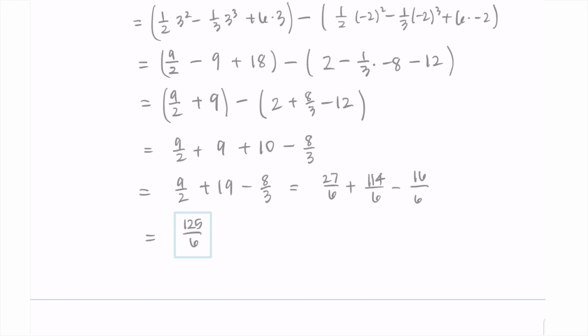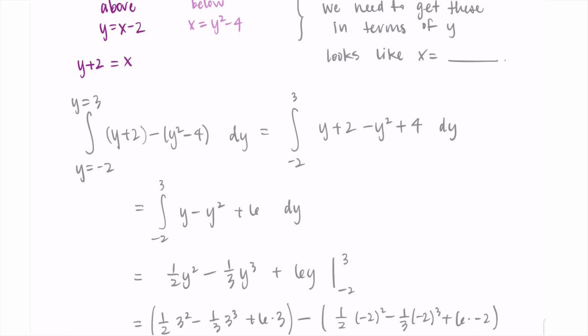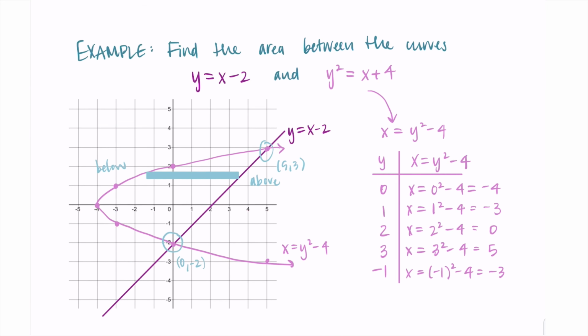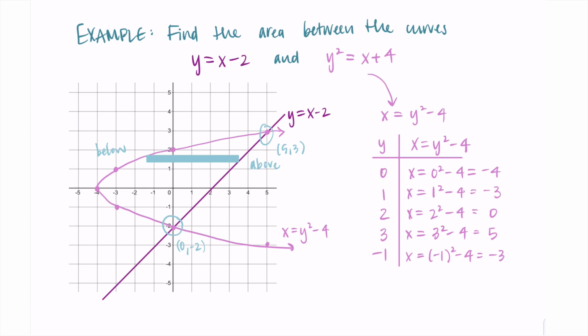Oof, okay, so that is that example. It just took a long time to solve the integral and a little bit of work to set it up, but we ultimately found the area between the curves, and we got 125 over 6. All right, that's just a little sample of the way that this can get more complicated.